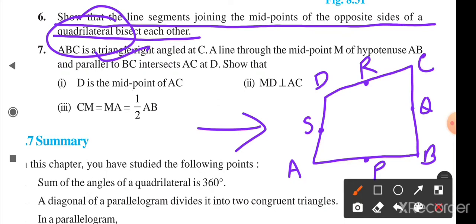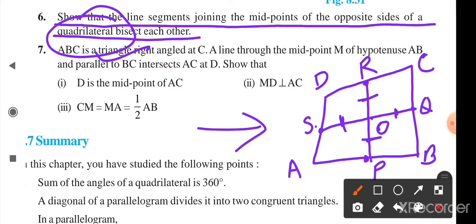I have located the midpoints also. You can see the points P, Q, R and S. These are the midpoints of the sides respectively, and you have to prove that the line segments joining these pairs of points are bisecting each other. That means if I just name this point as O, we have to prove that PO is equal to OR and SO is equal to OQ. This we have to prove.